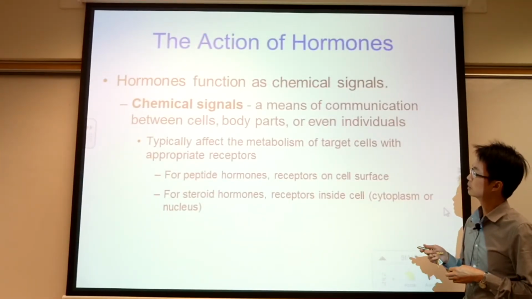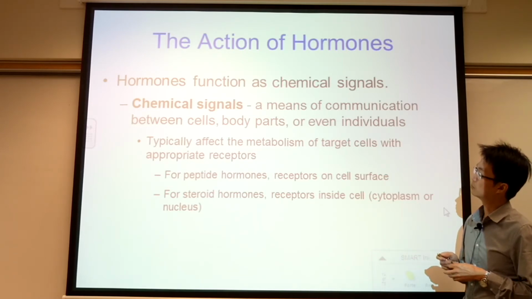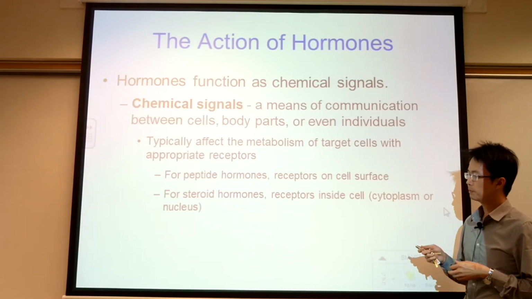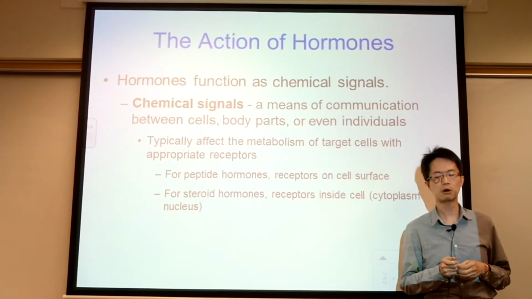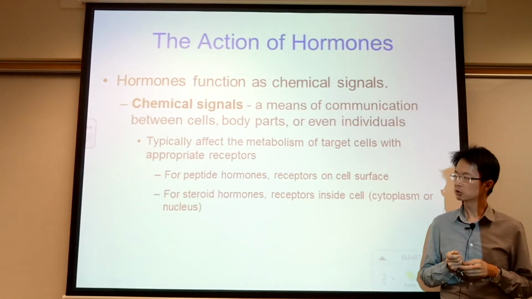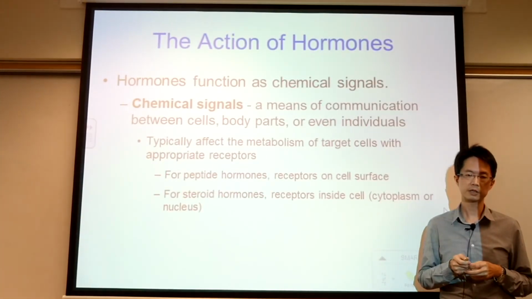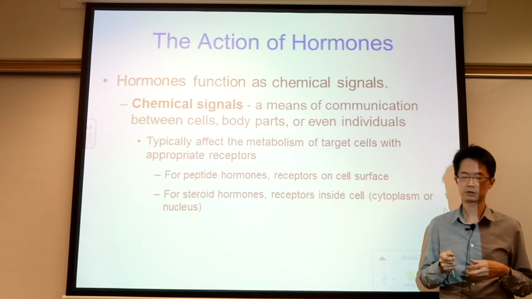Chemical signals. Hormones are chemical signals. They can affect metabolism, but they require a receptor in order to bring out the effect. For peptide hormones, they have a receptor on the cell surface. The reason is that peptide hormones are hydrophilic. They can dissolve in water, in the cytoplasm, and in the blood. So they cannot go through the phospholipid bilayer of the cell membrane. That's why the receptor of the peptide hormone has to be on the cell surface.